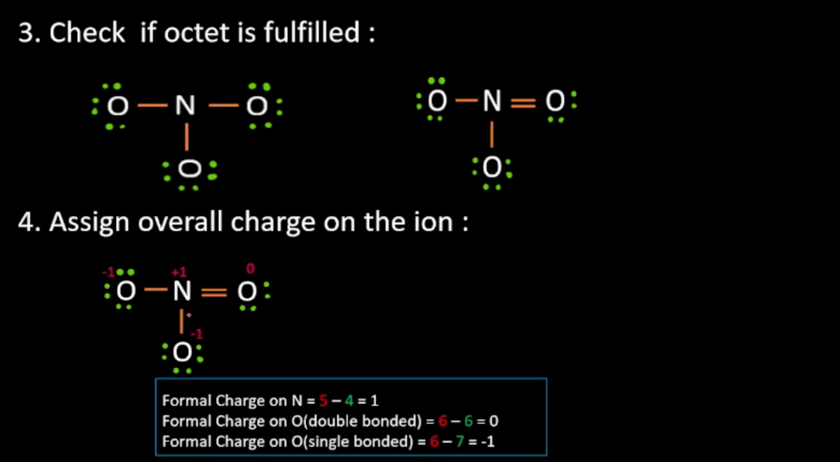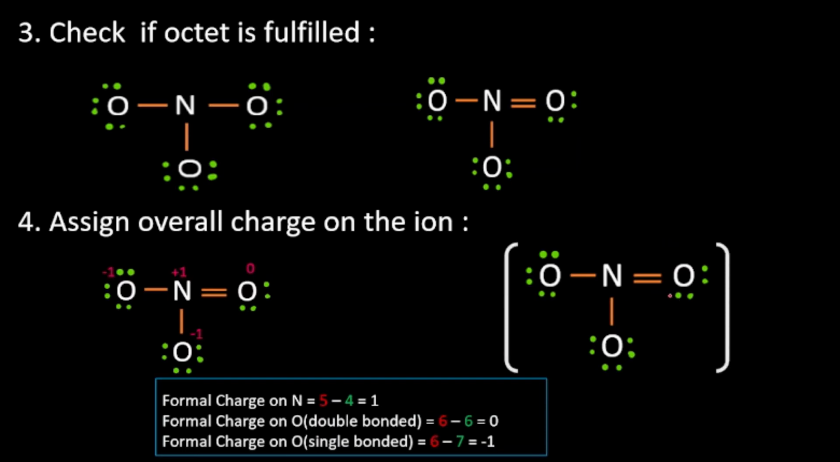So the overall charge of this nitrate ion will be -1 because +1 and -1 charges will cancel. Then the overall charge will be -1. That can be from any of these single bonded oxygen atoms. So the final Lewis structure will be like this: this structure in a square bracket, and you have to put the -1 charge outside the square bracket over here.